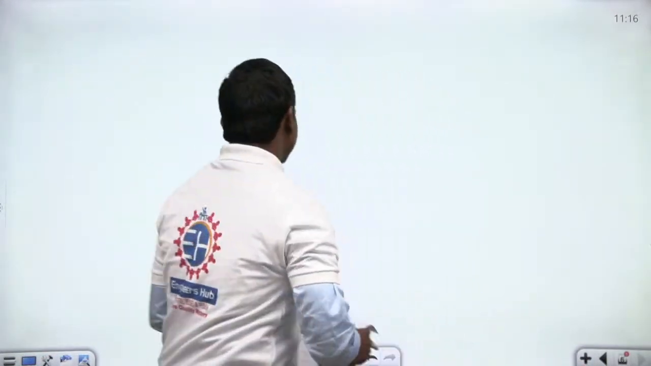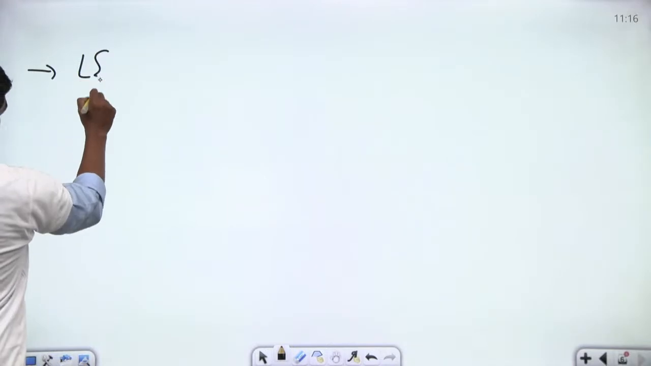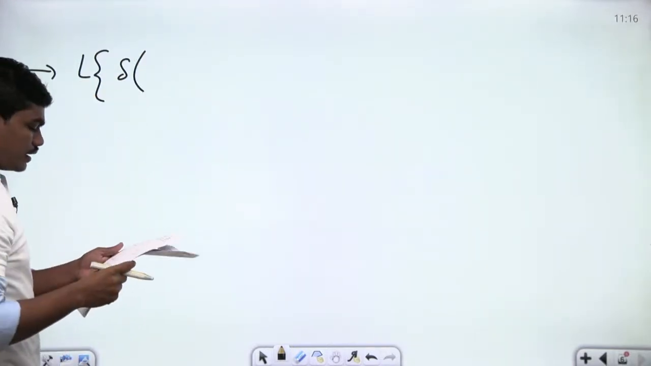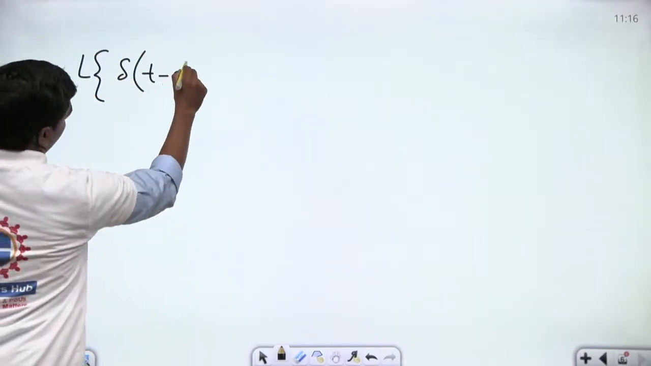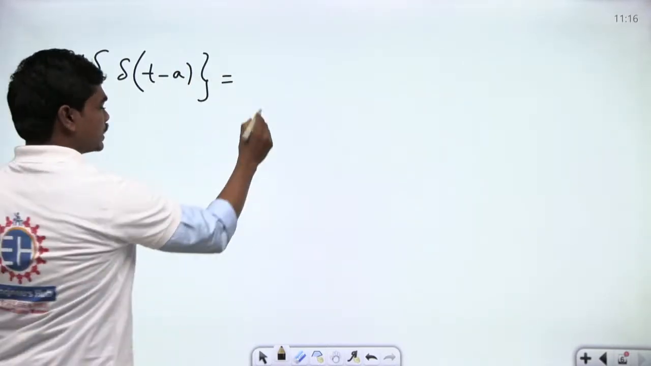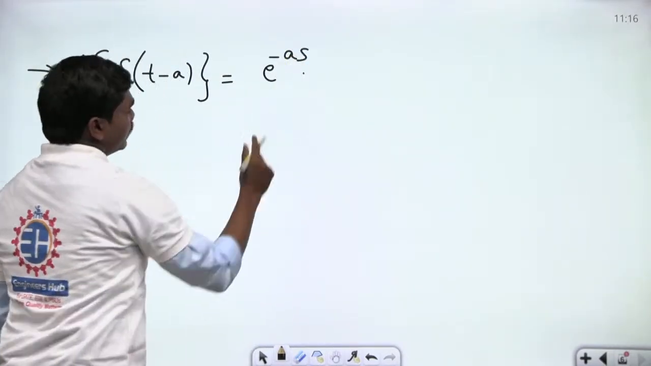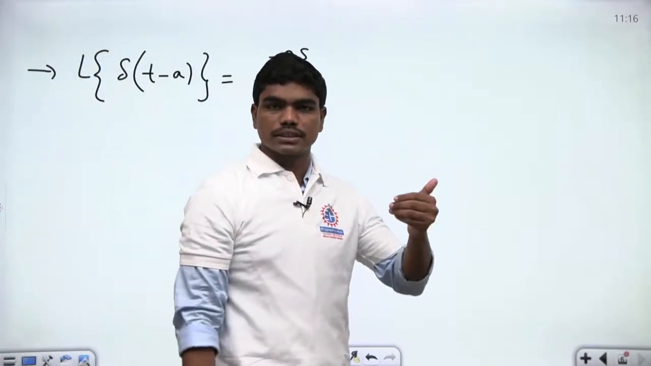Next, we have one more question from mathematics. They are asking you for the Laplace transform of delta of t minus a. So this is what they have given. And of course, the answer for this is e power minus as. It's just that they have given you one property of the Laplace transform of this function.